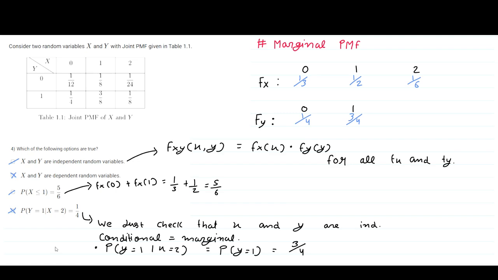In the fourth option, we have to find the conditional probability of y equal to 1 under the condition x equal to 2. We just found that x and y are independent, and we know that if two variables are independent of each other, then conditional is equal to marginal, meaning probability of y equal to 1 given x equal to 2 is equal to probability of y equal to 1, which is basically 3 by 4. So the correct answer for this is 3 by 4, but the given answer in this option is something else. Hence, this option is wrong.